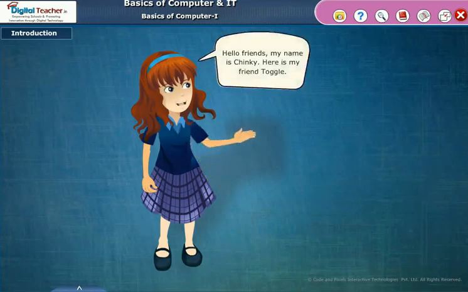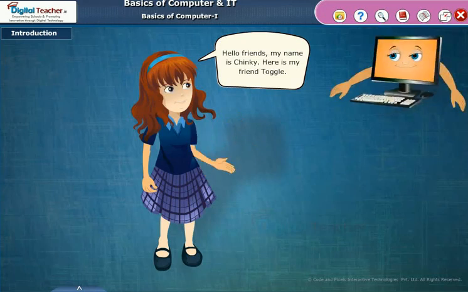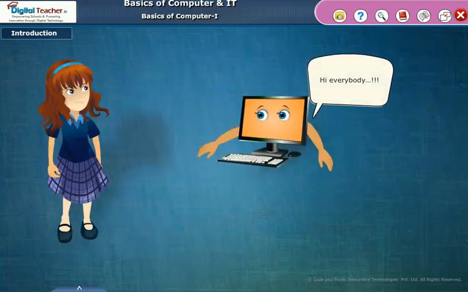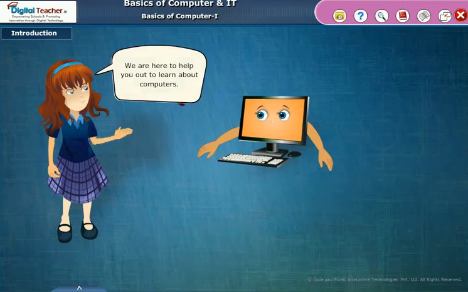Hello friends, my name is Chinky. Here is my friend Toggle. Hi everybody. We are here to help you out to learn about computers.